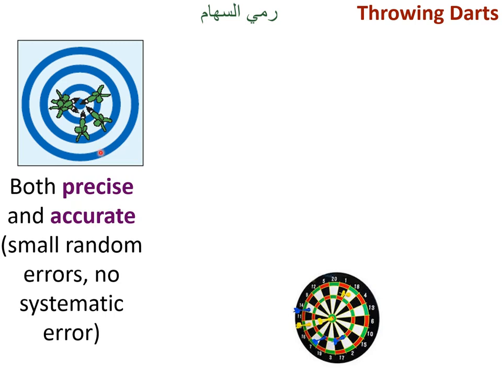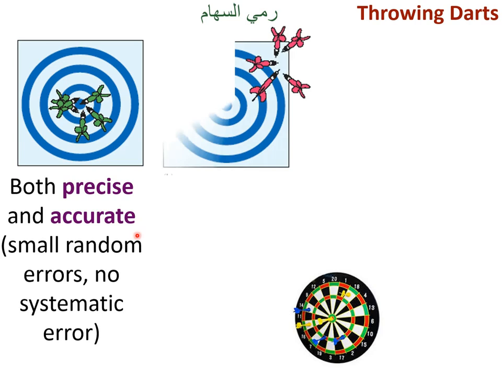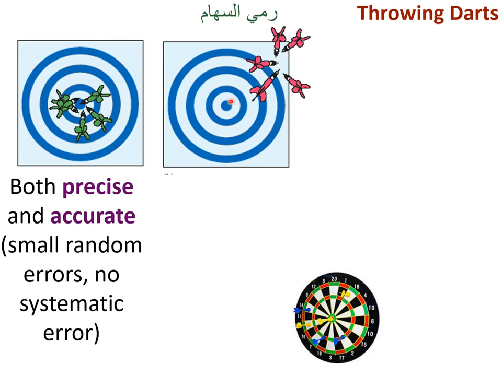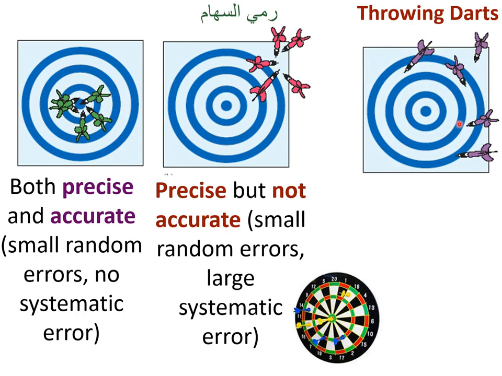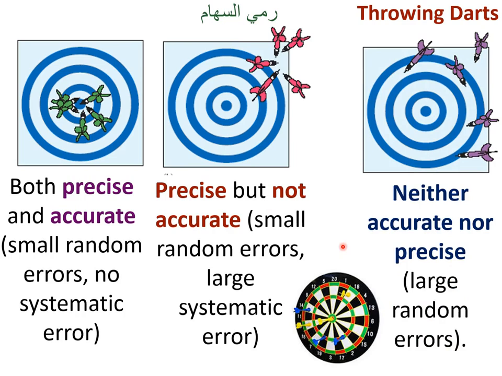So this is both precise and accurate. Look at the second one here. They agree together, but they disagree with the correct value, right? So we will say that they are precise but not accurate. Look at the third one here. They disagree in everything, so we'll say they are neither accurate nor precise. Okay, so I think now you could get information about the difference between accuracy and precision and the different types of error in the measurements.